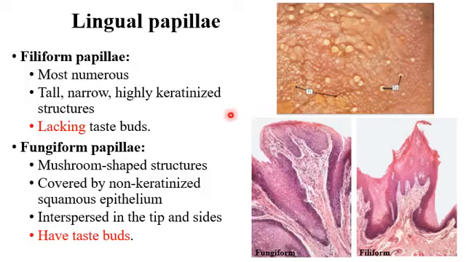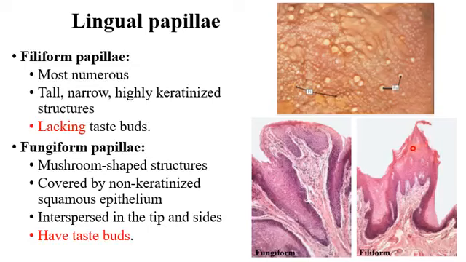There are 4 types of lingual papillae. The first type is the filiform papillae. These are the most numerous papillae, and they are scattered all over the dorsum of the tongue. They are tall, narrow, pointed papillae covered by highly keratinized stratified squamous epithelium.